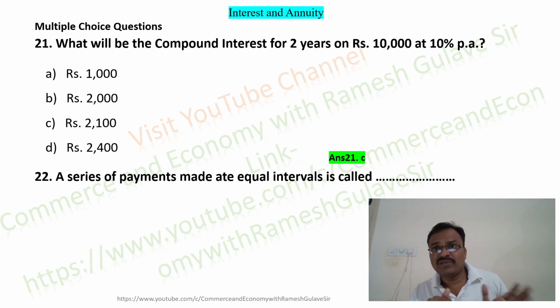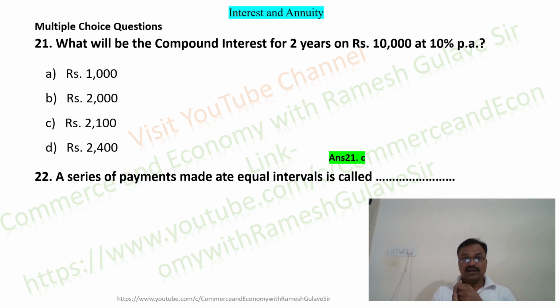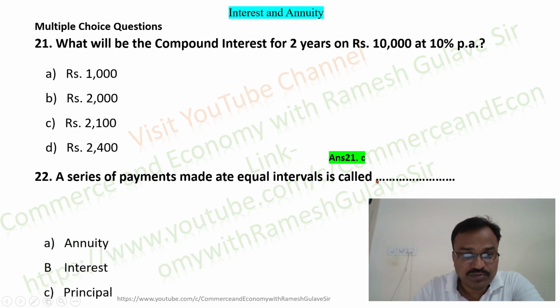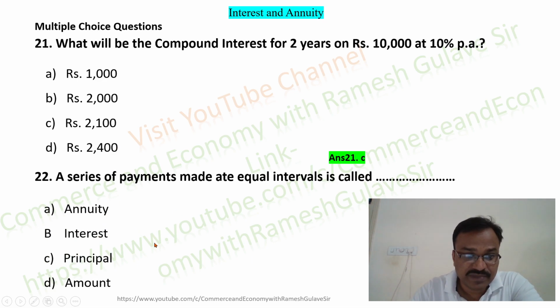But the formula gives us the amount, and to get the compound interest we have to subtract the principal from the amount. We have discussed that formula, right? Now let us move on to the next question. The next question says a series of payments made at equal intervals is called, and the options are annuity, interest, principal, amount.